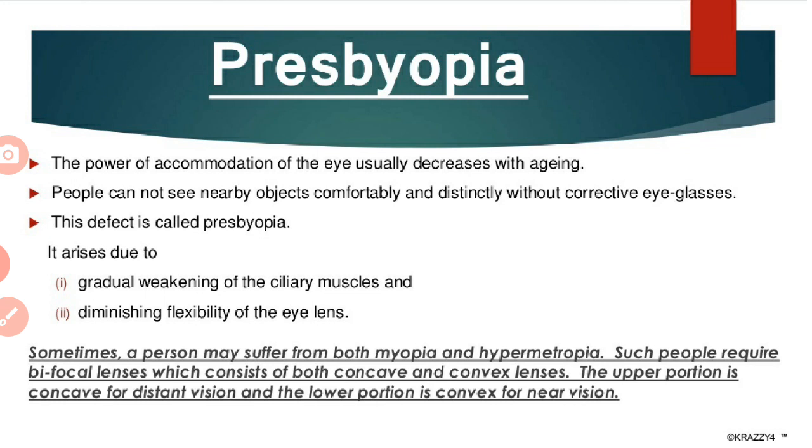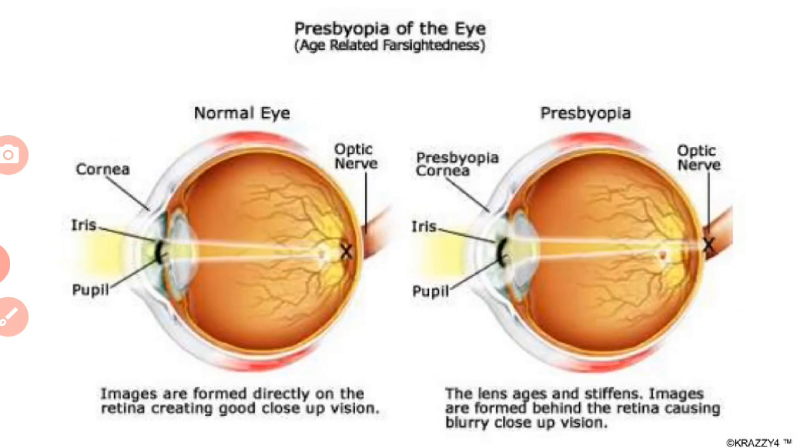Sometimes a person may suffer from both myopia as well as hypermetropia. Such people require bifocal lenses which consist of both concave and convex lenses. The upper portion is concave for distant vision and the lower portion is convex for near vision. In the first figure we can observe the image formed directly on the retina, creating good close vision. In the next figure we can observe the lens edges and stiffens. The images are formed behind the retina, causing blurry close vision.